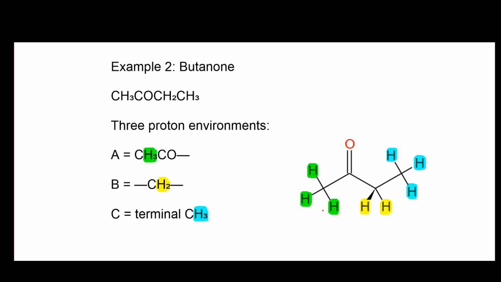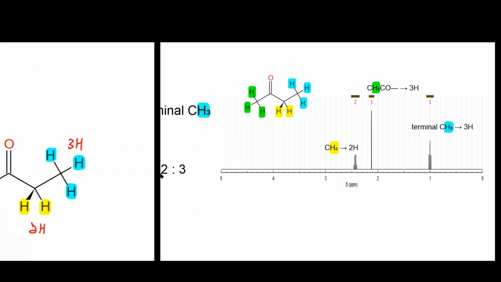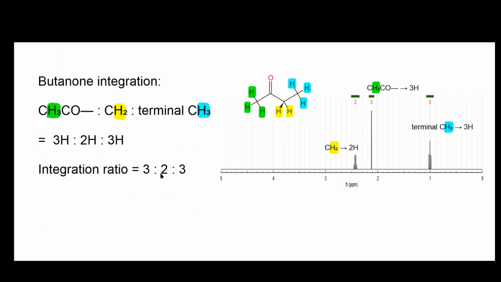Butanone, CH₃COCH₂CH₃, has 3 proton environments. The CH₃CO has 3 hydrogens. The CH₂ has 2 hydrogens. And the terminal CH₃ has 3 hydrogens. In butanone, the integration ratio is 3:2:3. The two CH₃ groups each integrate to 3 hydrogens, while the CH₂ group integrates to 2.